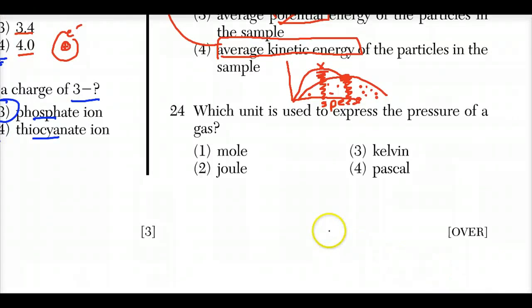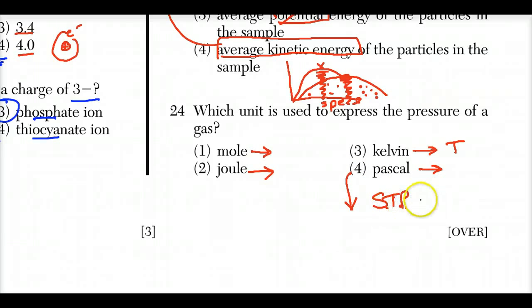Which unit is used to express the pressure of a gas? Well, if you remembered anything from your class, you know that mole is a how-many number, joule is used for heat, Kelvin is temperature, so that leaves Pascal. But if you remember one of your units of pressure, you know that at STP, we know that it's at 273 Kelvin standard temperature, and we know that's also 101.3 kilopascals. So Pascal is a pressure unit.